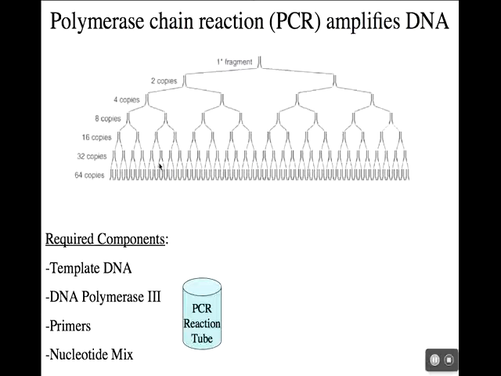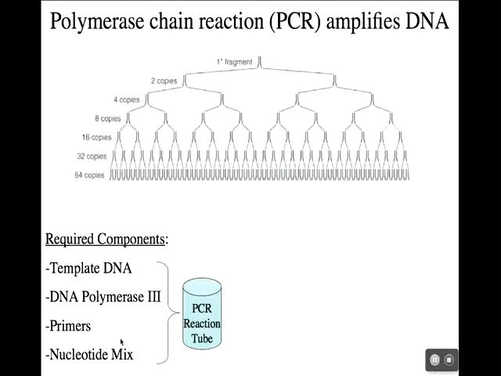So if we think of PCR as being like a copy machine, DNA polymerase 3 is the actual machine that's doing the copying. Template DNA is whatever you put in the copier that you want copied. The nucleotide mix and the primers would be like paper and toner and all of those things that you have to add in if you want those copies to be made.